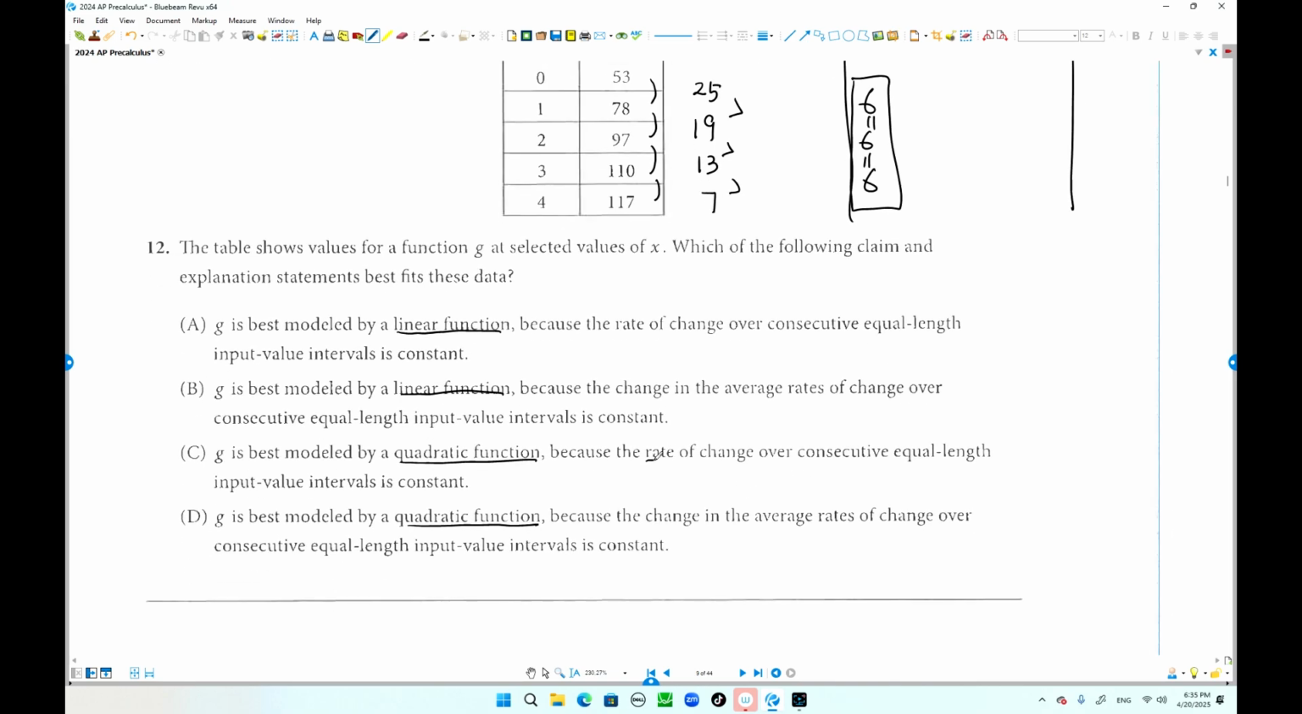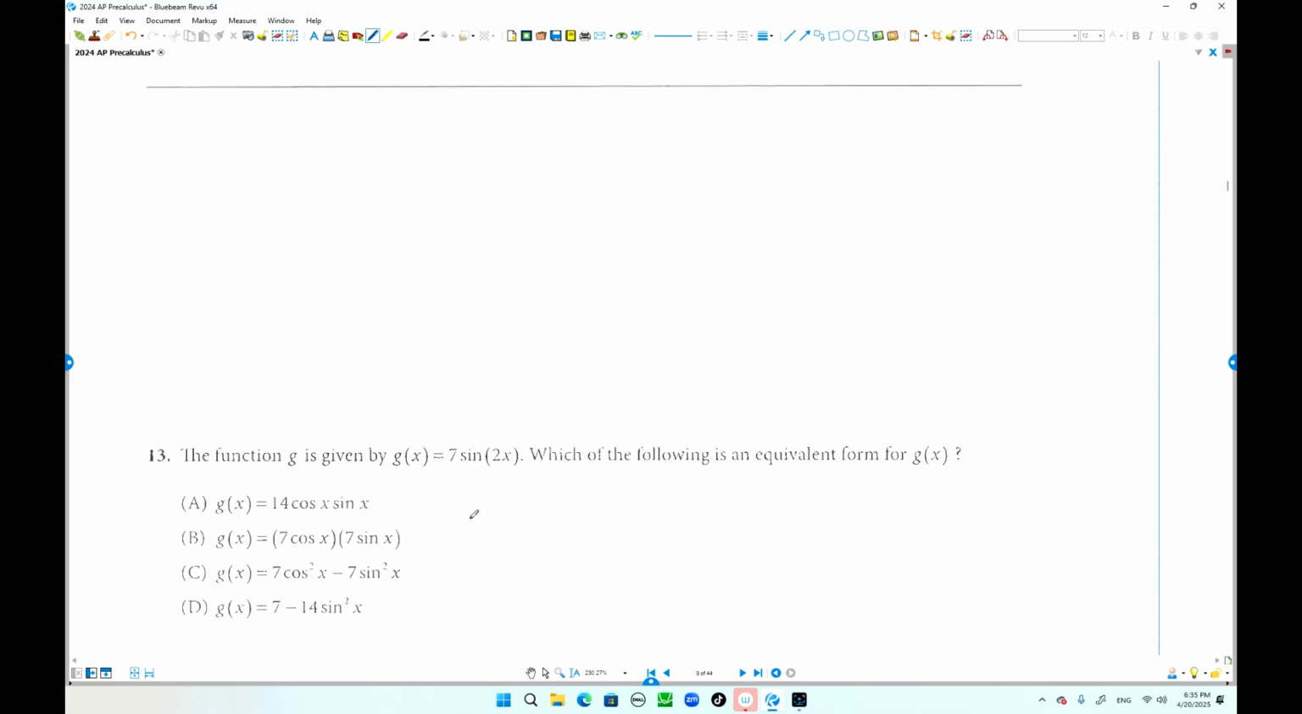So we have two rates. The first rate of change, they are not constant, the first one. But the change in average rate of change, this was the second difference, okay? So option D is the correct statement, okay?